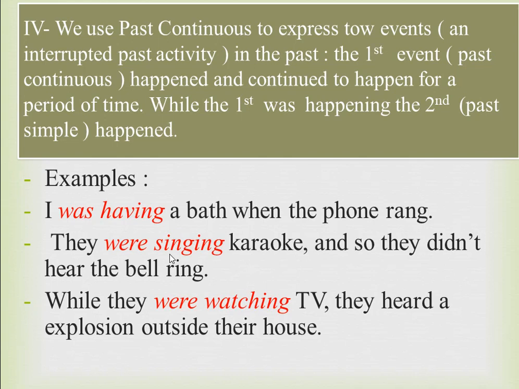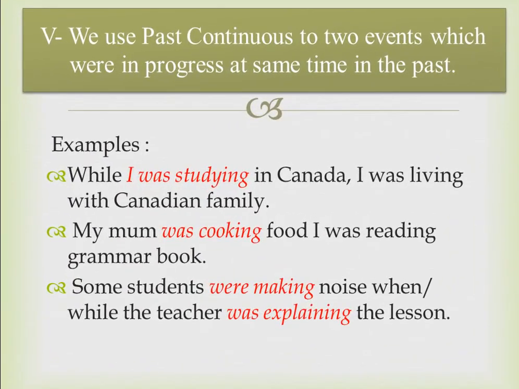The last use of past continuous, everyone: we use past continuous to talk about two events which were in progress at the same time in the past. Here we use it to talk about two events which were in progress at the same time in the past.